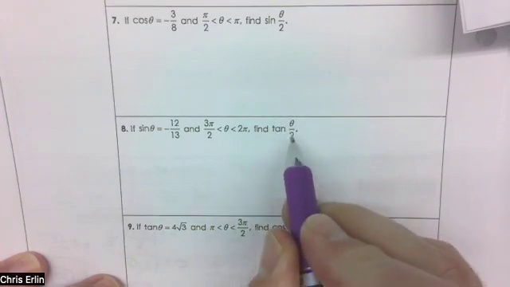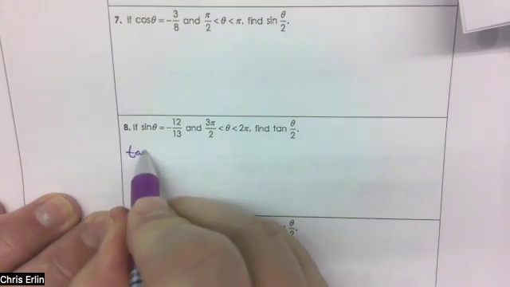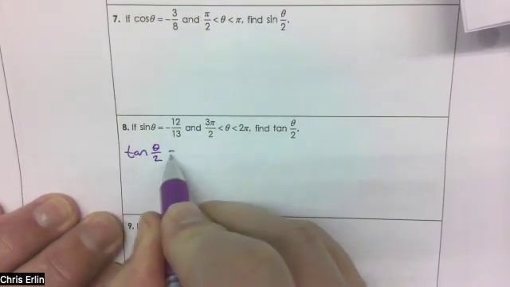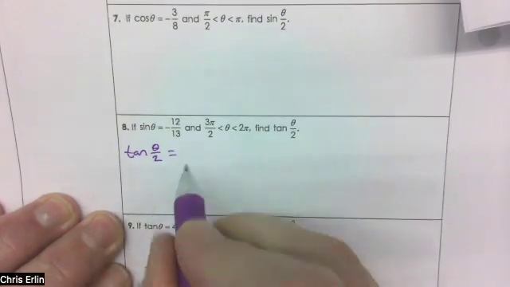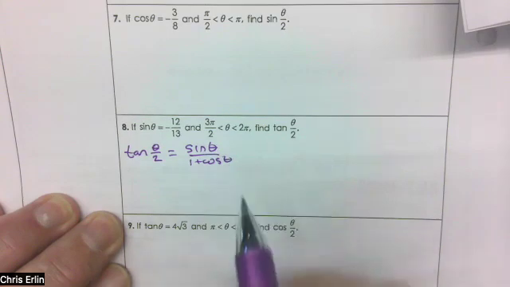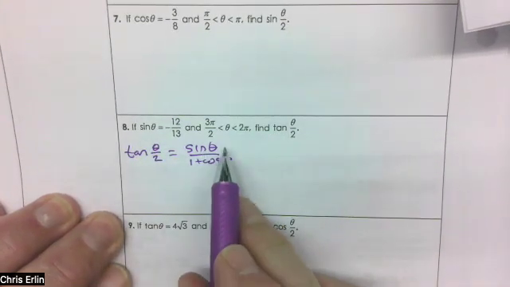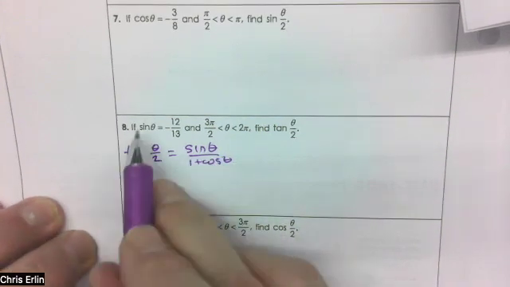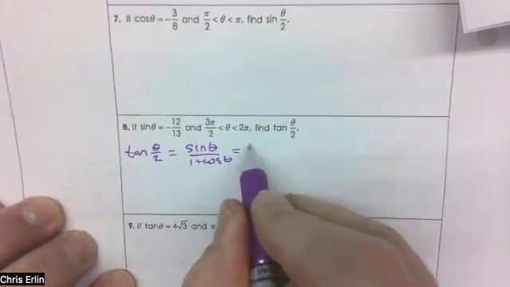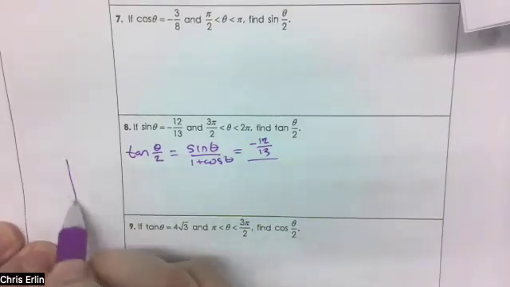Okay, so we started with tangent of theta over 2. We have to pick one of our formulas. I would pick one that doesn't have the square roots in it. So maybe we'll do sine of theta over 1 plus cosine of theta. That means to evaluate this, as asked, we have to find the sine of theta and the cosine of theta. Well, we've got the sine of theta. We need the cosine of theta.